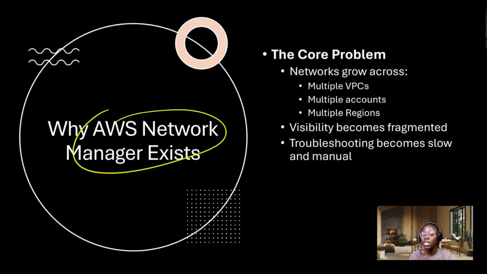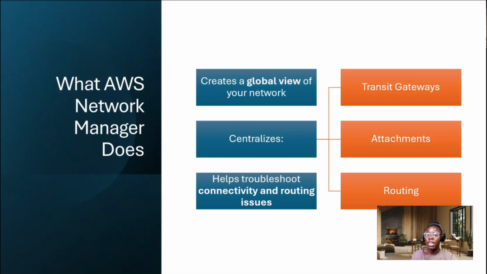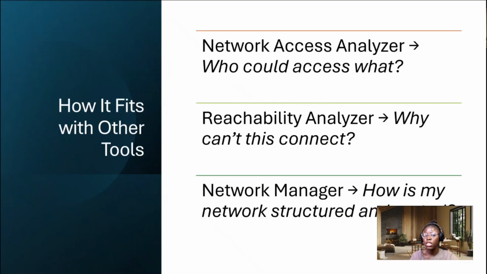It closes this visibility gap, whereby our troubleshooting is going to become faster with the Network Manager. We are going to have visibility. We can see our network across all these sections. What the Network Manager basically does, you can think of it as a network operations dashboard. It's not a firewall, it's not a routing service by itself. It just gives us a global view of our network, centralizes all our attachments, our transit gateway and routing. And because you have this bigger picture, you are able to troubleshoot connectivity and routing issues.